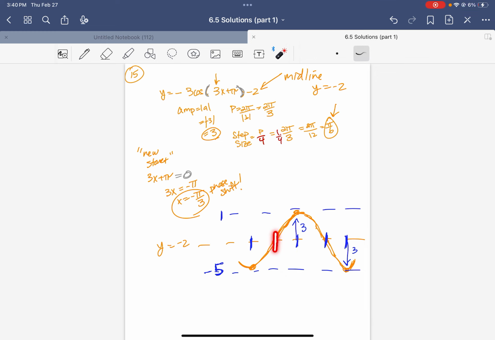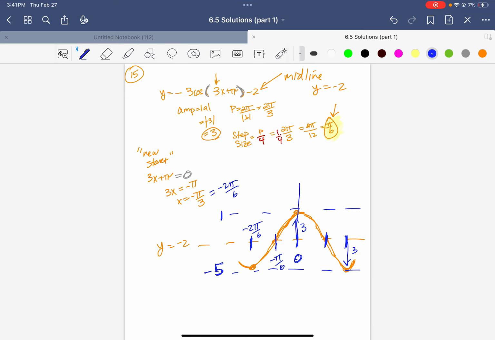So in other words, I take 1, 2, 3, 4 steps away from this initial starting point. Well, we said that the initial starting point was at negative pi over 3, but I think it should be clear we're going to be taking steps of pi over 6. So to make all of my addition of steps nice and easy, I want to think about negative pi over 3 as -2 pi over 6. So I'm going to start out at -2 pi over 6. I'm going to take a step to negative pi over 6, then a step to 0. So this is actually 0.